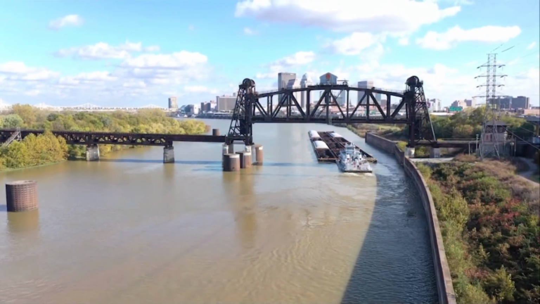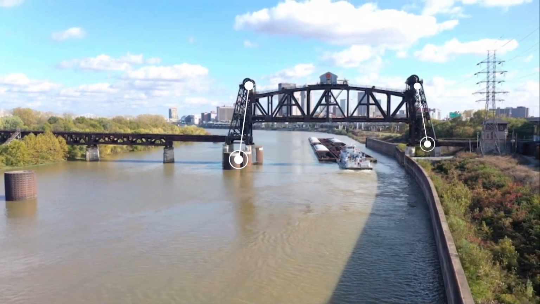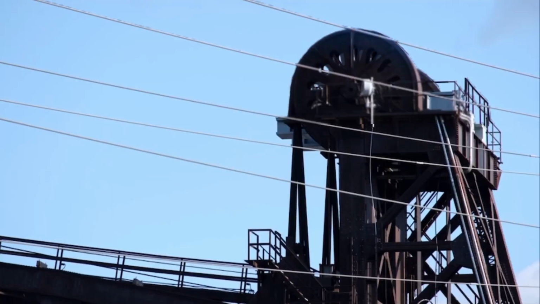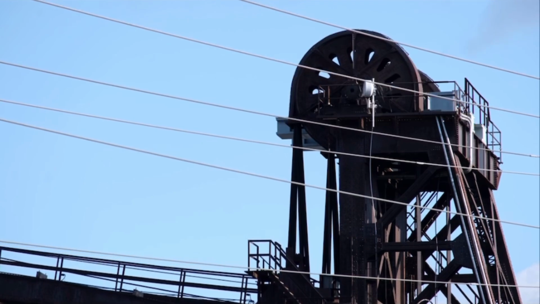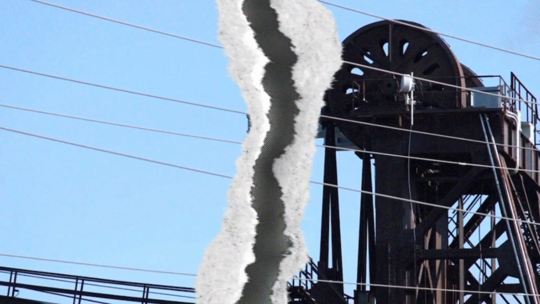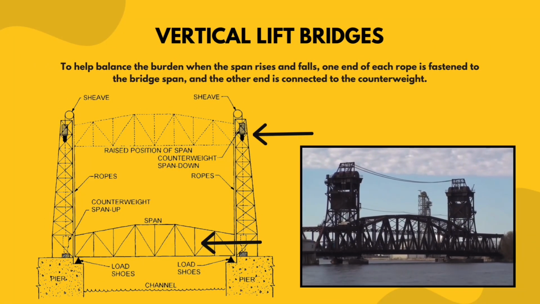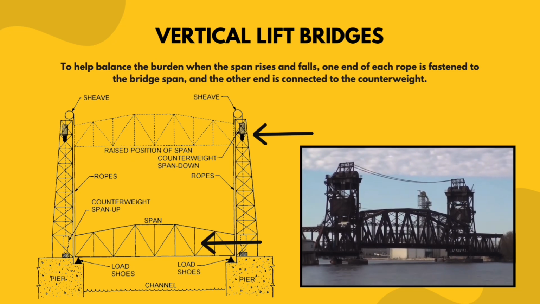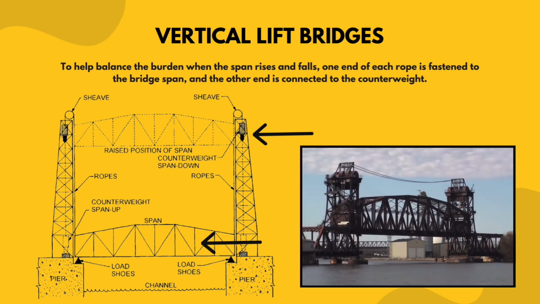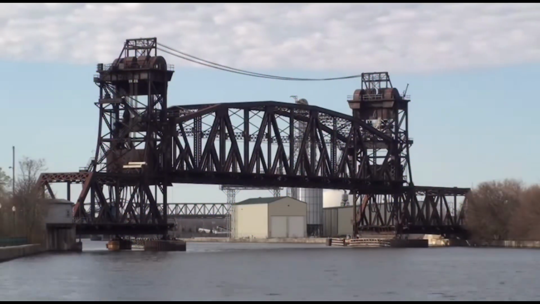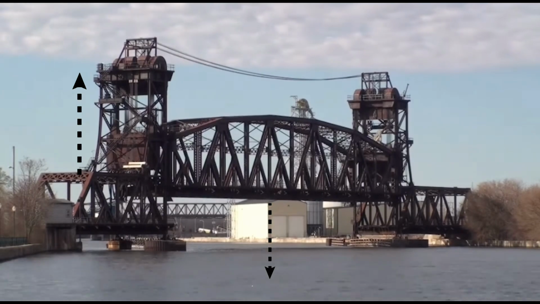On the tower drive vertical lifts, the machinery is mounted on top of each tower. A large sheave is mounted on each side of the tower with counterweight ropes wrapping 180 degrees around the sheaves. One end of the rope is attached to the span and the other to the counterweight. As the drive machinery turns the sheaves in one direction, the cable raises the span and lowers the counterweights. When the rotation of the sheaves is reversed, the span is lowered and the counterweights are raised.